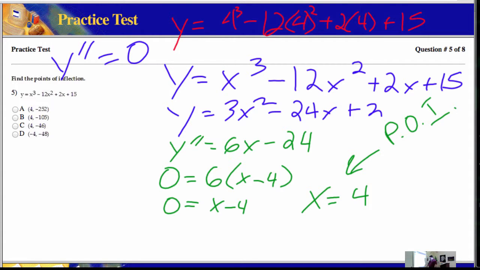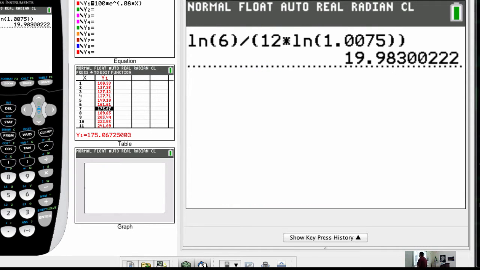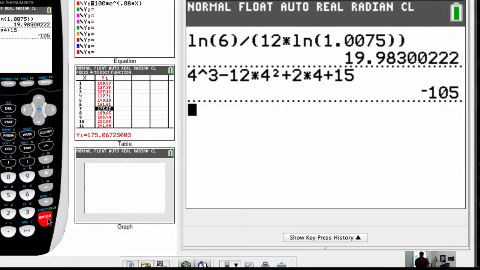Okay? And I'm feeling a little lazy today. We're going to do that on the calculator. All right? So I should have written that down. So what was it? It was 4 cubed, yep, minus 12 times 4 squared plus 2 times 4 plus 15. Did I do that right? Now you could put stuff in parentheses, but your calculator follows the order of operations, so I think we'll be okay. So it's negative 105.